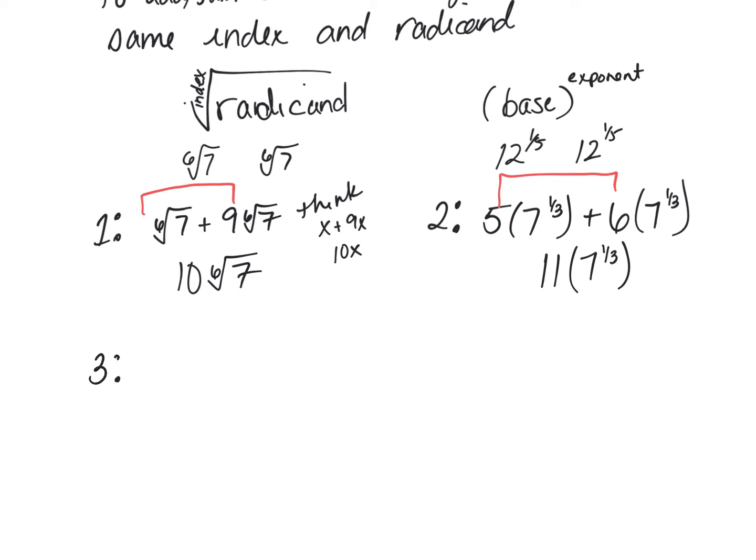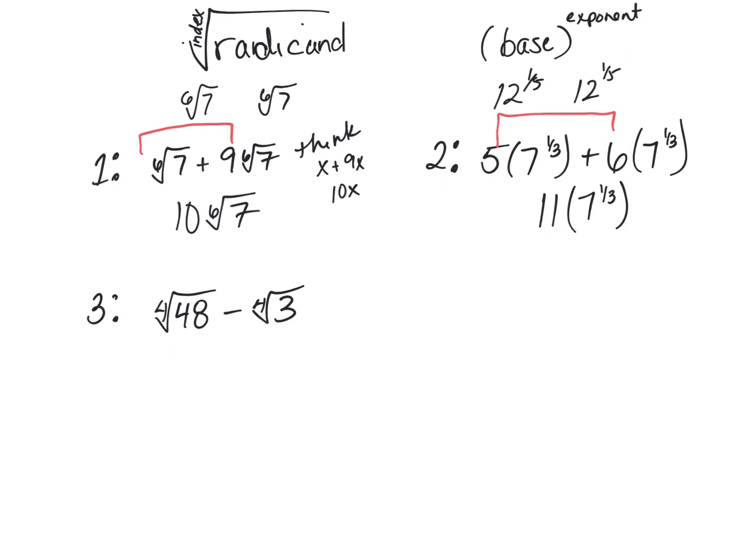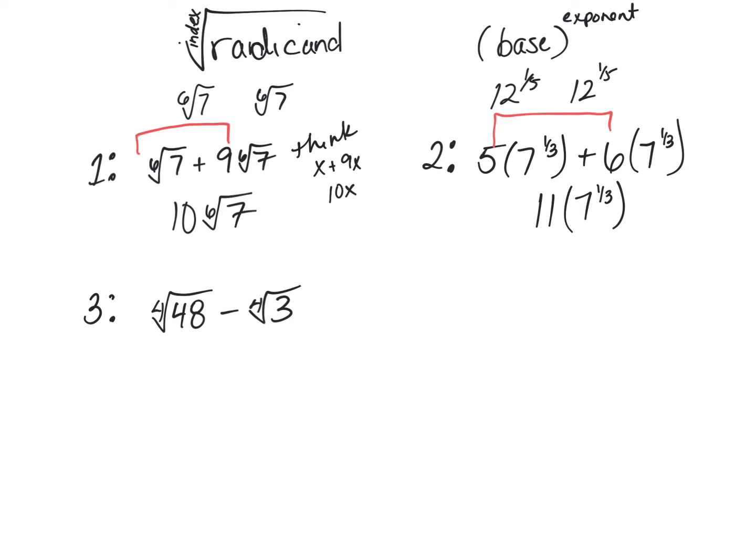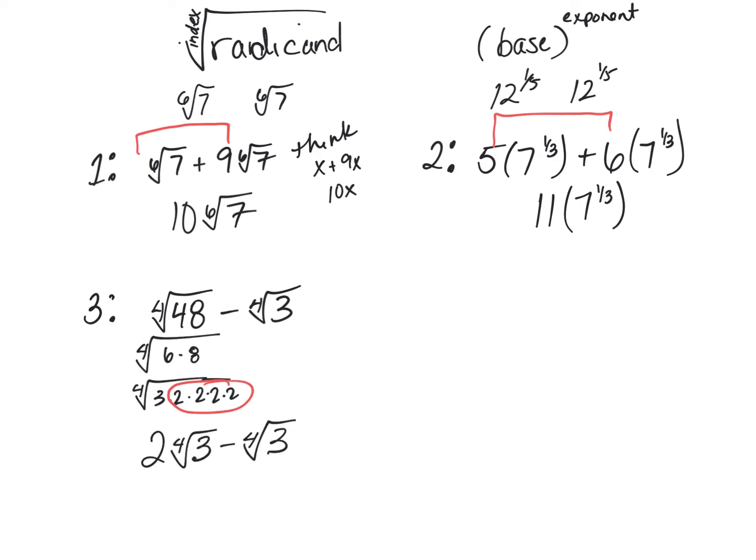What if it's not the same? Well, what if we can simplify it? We have the 4th root of 48 minus the 4th root of 3. Clearly, I don't have the same radicand, but can I simplify the 4th root of 48? How? 6 times 8. Right? 3 times 2 times 2 times 2 times 2. So I have my 4 2's. So I get 2 times the 4th root of 3 minus the 4th root of 3.